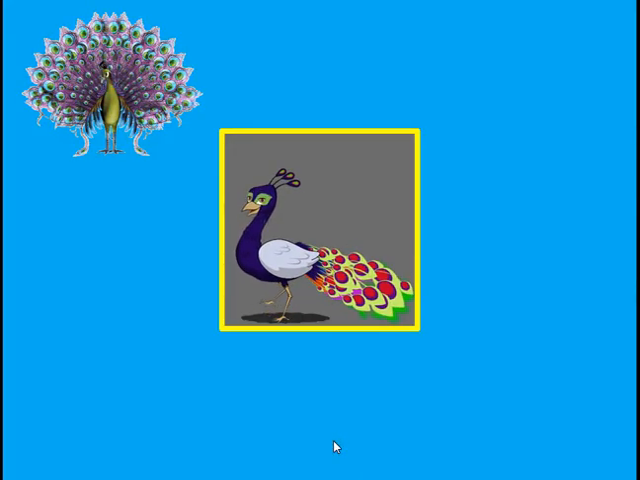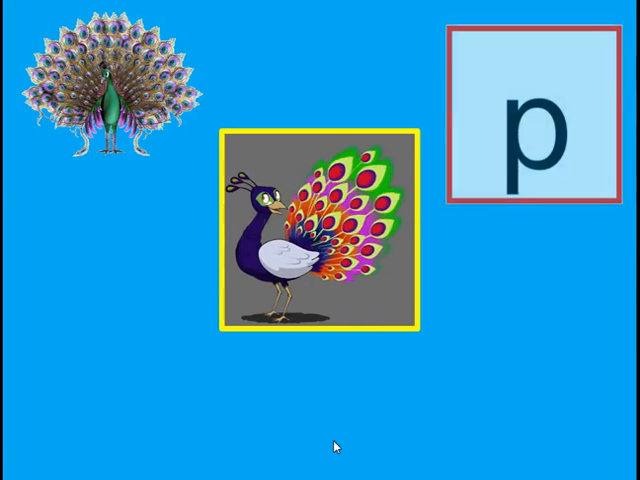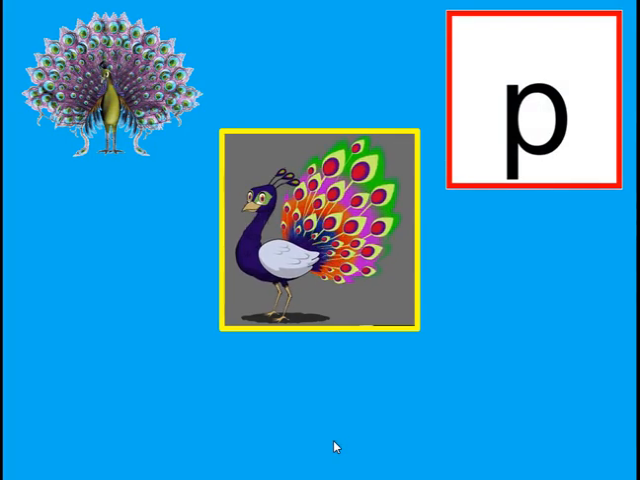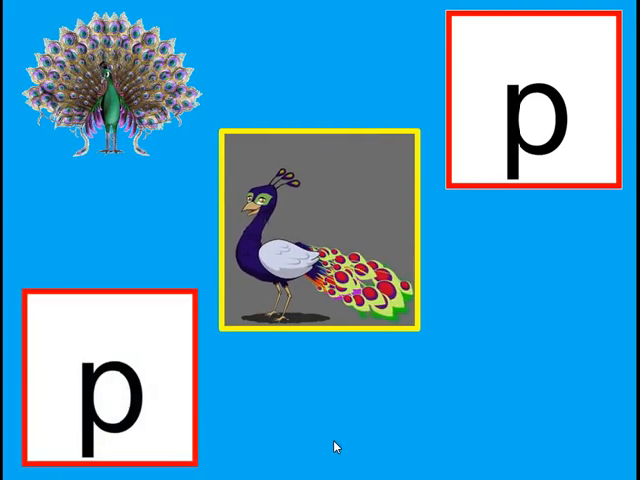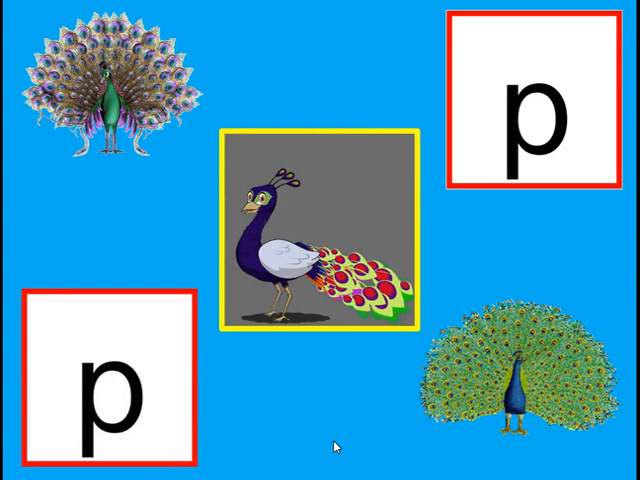You can see beautiful peacocks on your screen. P for peacock. This is the letter P. P for peacock.